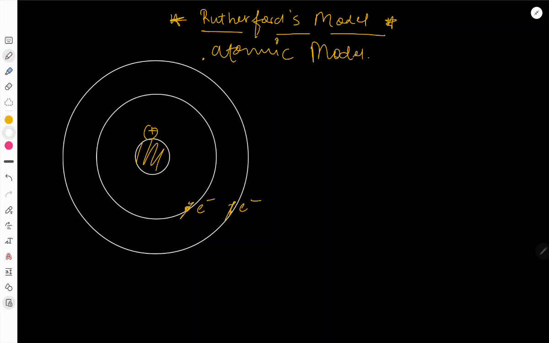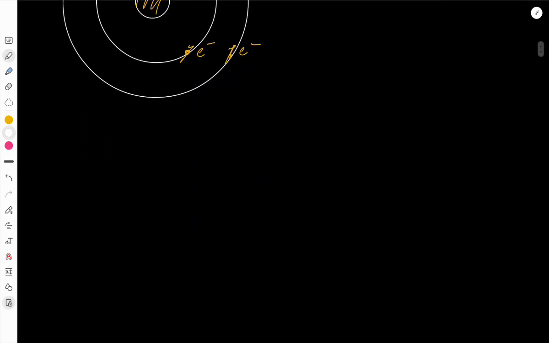But during Rutherford's time, that is during the 19th century, in the 1800s, it was not quite obvious for people to know such things. At that time, nuclear development had just started. So Rutherford's experiment is called the gold foil experiment.